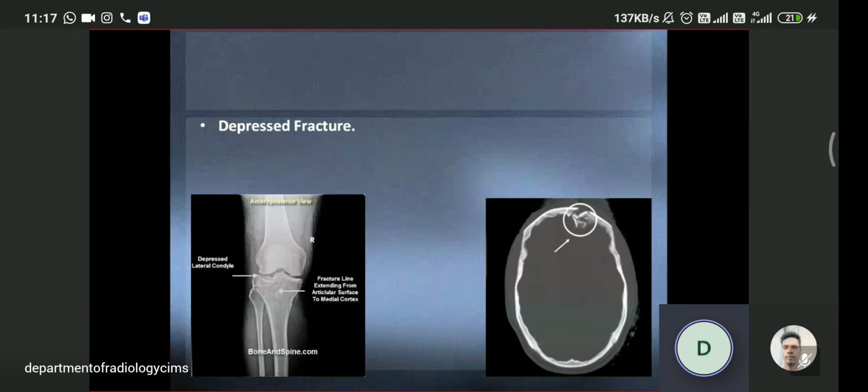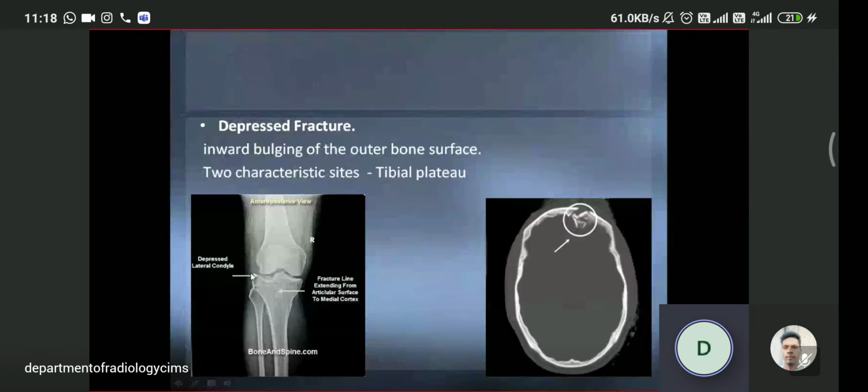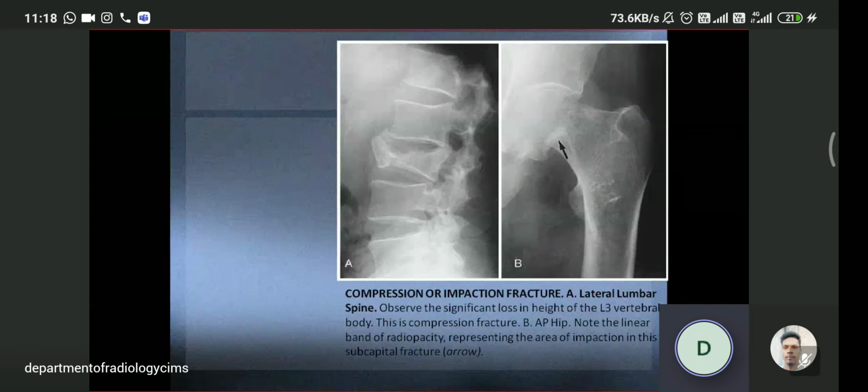These are the kind of depressed fracture where the part of bone gets depressed inside its other conjoined part. Inward bulging of the outer bone surface. Two characteristic sites are the tibial plateau. This is the tibia bone and it is the tibial plateau, so depressed lateral condyle fracture. And another is the frontal bone because of excessive high-speed trauma.